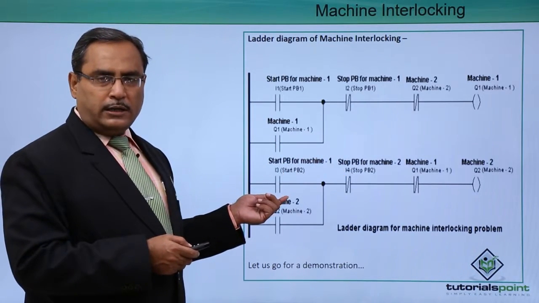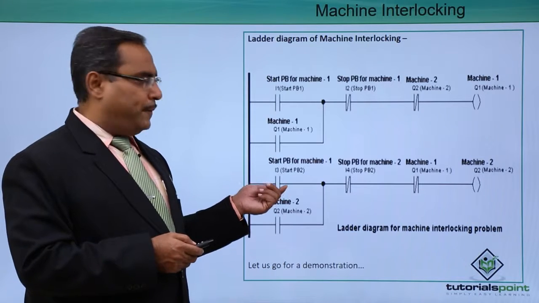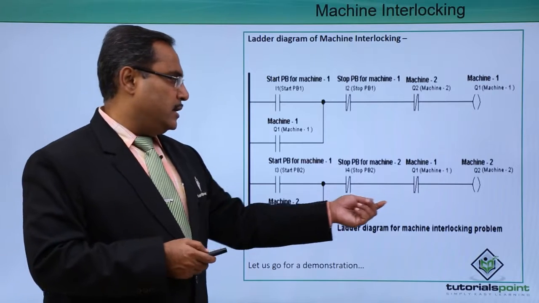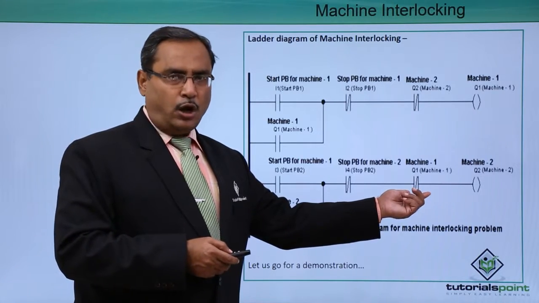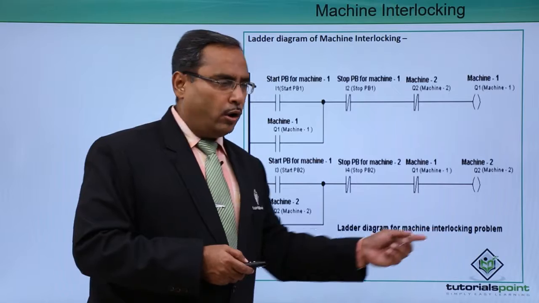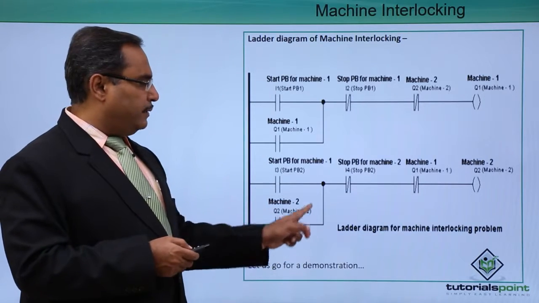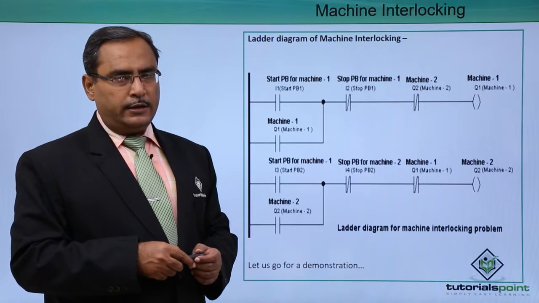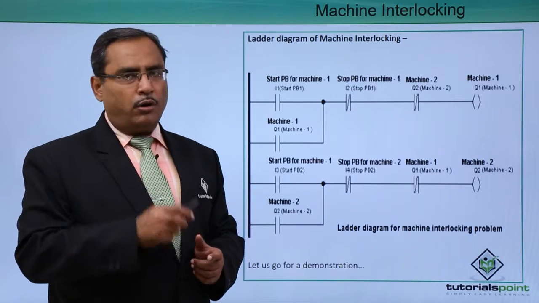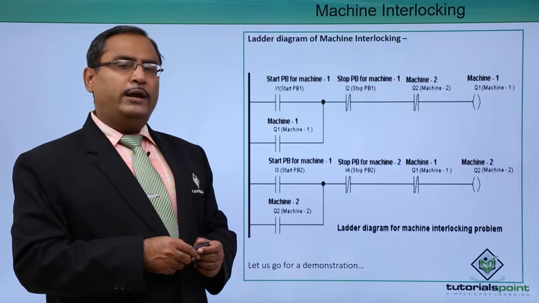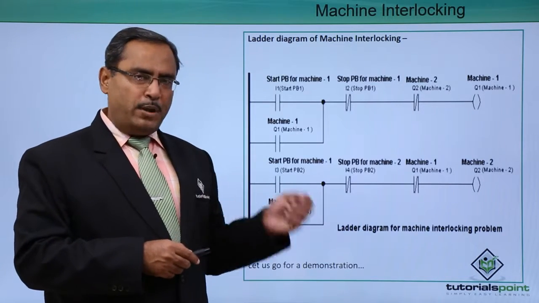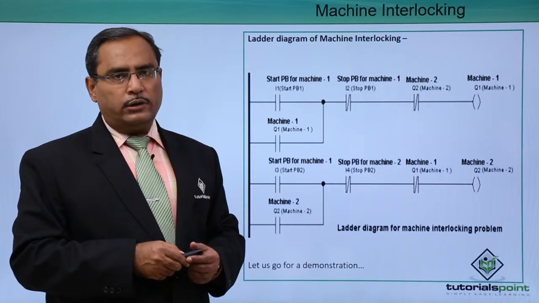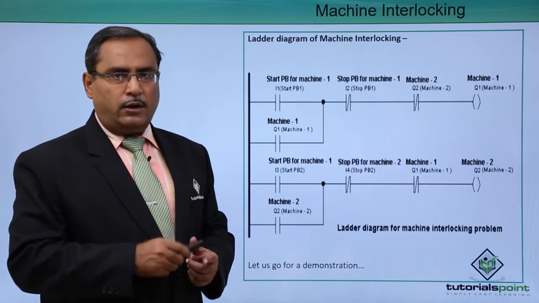Similarly, when start push button 2 is pressed, stop push button 2 is not pressed, and machine 1 is not on, then machine 2 will be on, and its NO latch has been provided here. In this way, machine interlocking can be implemented. For better understanding, let us go for a practical demonstration where we shall implement this machine interlocking in a ladder diagram. Let us go for the practical demonstration right now.